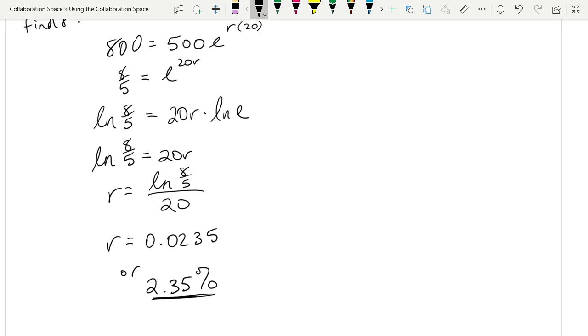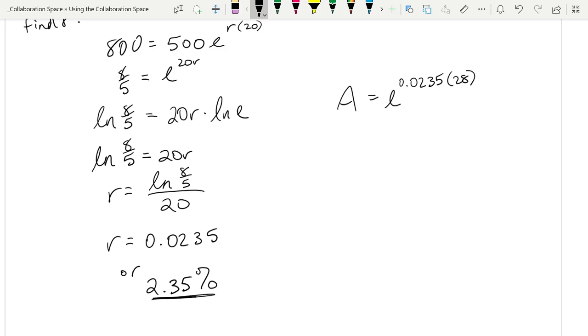But now I want to find out how many mice there'll be on June 28th. So I'm going to go back to the formula. Amount is equal to e, but now I know that r is 0.0235, and time, since I started counting on June 1st, is 28 days later. Ooh, 28 days later. That's a favorite movie of mine. Okay, so punch that through your calculator.